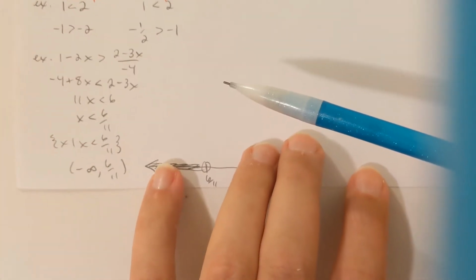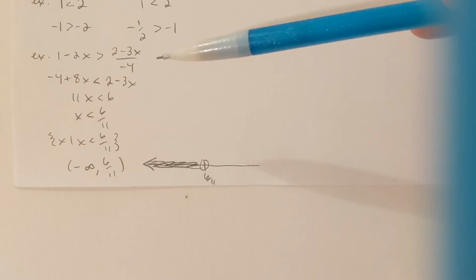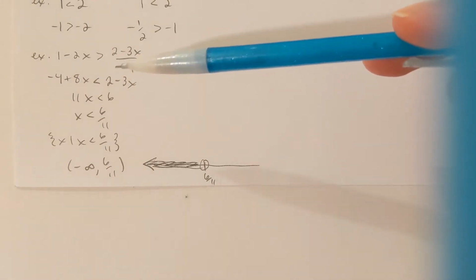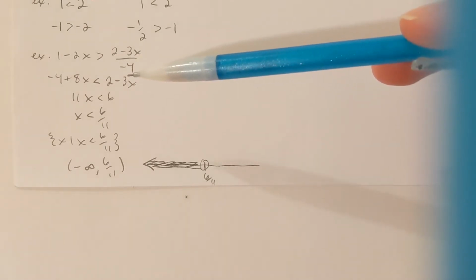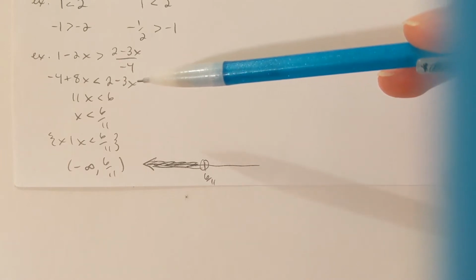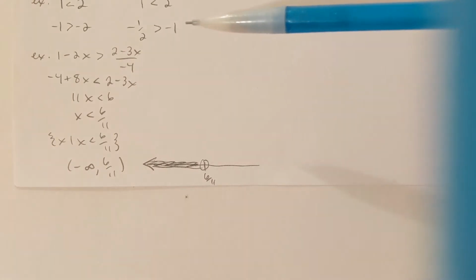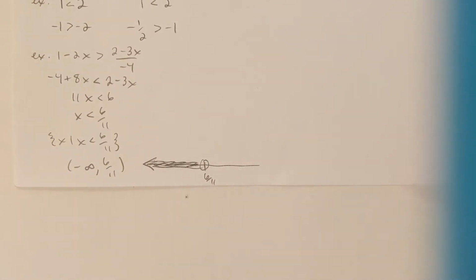As an example, suppose that (1 minus 2x) over negative 4 is greater than (2 minus 3x). If we multiply both sides by negative 4, negative 4 plus 8x is less than 2 minus 3x. Since I multiplied both sides by a negative, I've got to flip the sign.